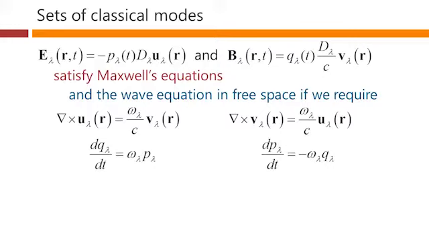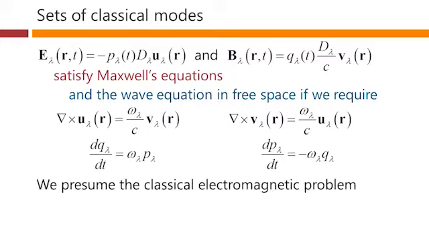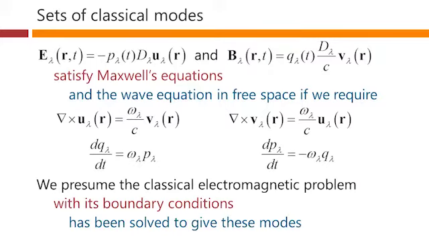We won't go through them in detail here, but if we went through the same kinds of tests to satisfy Maxwell's equations before, then we would get these conditions. So we presume the classical electromagnetic problem with its boundary conditions has been solved to give these modes.